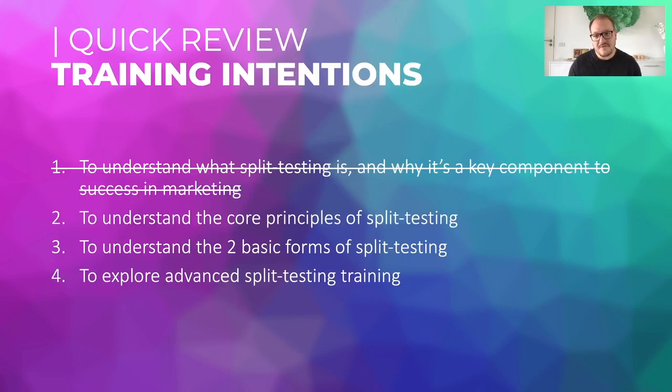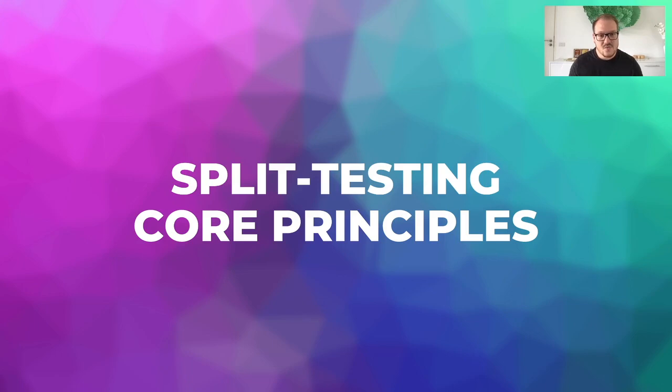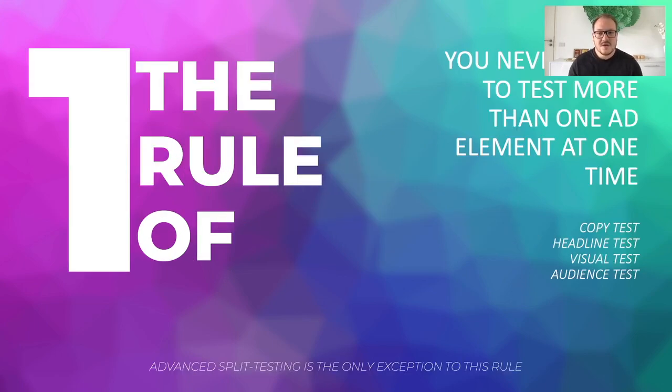So let's have a quick review. We've done number 1 now. We know what split testing is and we know why it's important to success. So what about split testing core principles? The first one is the rule of 1. You never want to test more than 1 ad element at one time. So you're either going to be doing a copy test, a headline test, a visual test, or an audience test. The only exception to this rule is if you're doing advanced levels of split testing, and that will be covered in the advanced all-in-one split testing training that Chris Brown has provided.